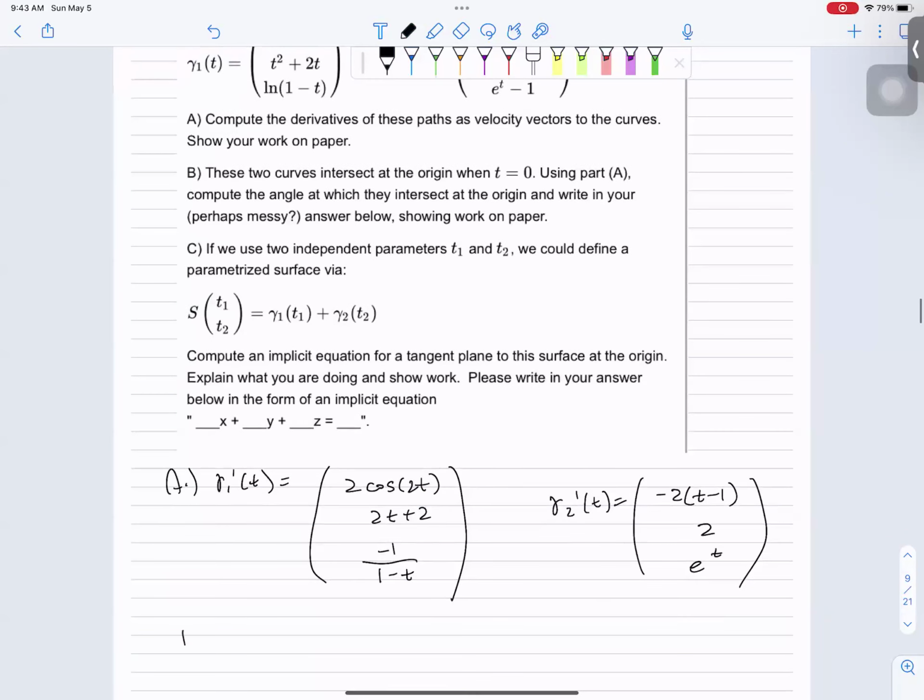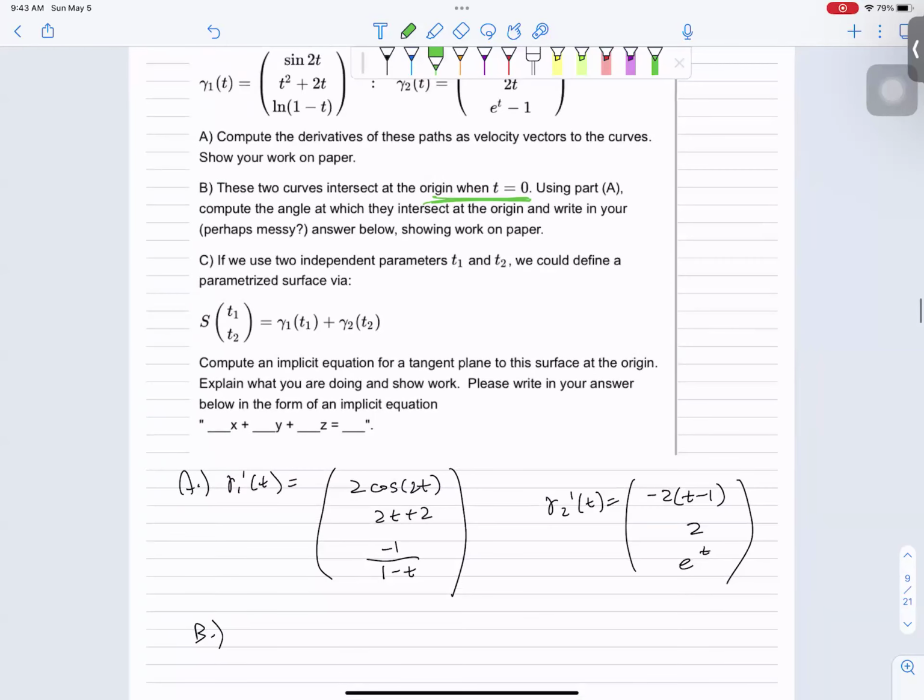Part B says these curves intersect at the origin when t equals 0. Using part A, compute the angle at which they intersect at the origin and write in your perhaps messy answers below.